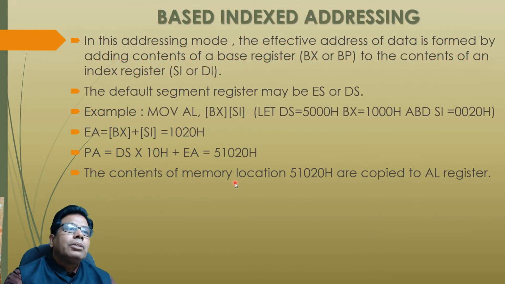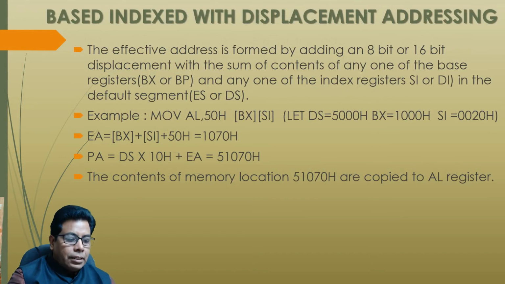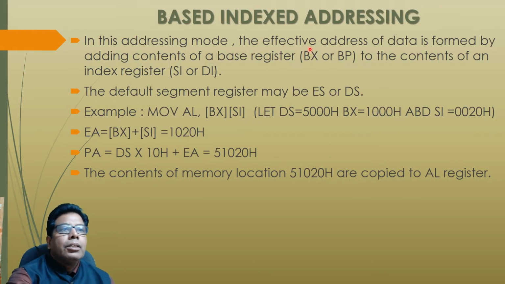Then let us go to the next, base index addressing. Now here in this addressing, the effective address of the data is formed by adding contents of base register BX or BP to the contents of an index register SI or DI. The default segment register may be ES or DS.